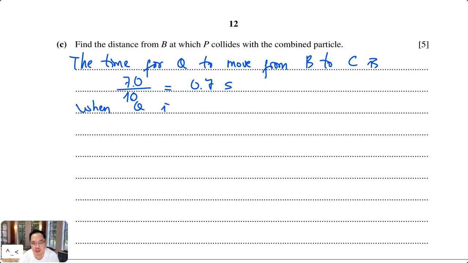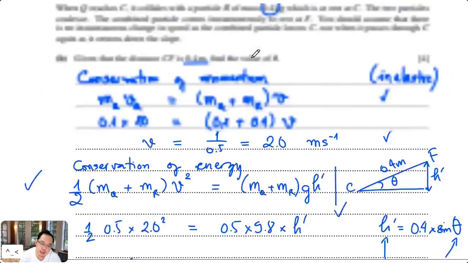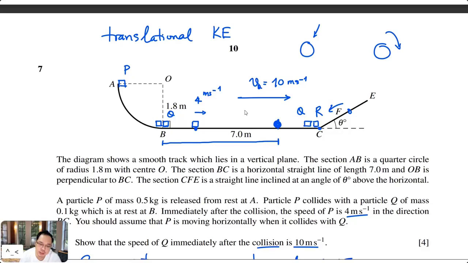When Q is at C and colliding with R, the particle P has slid or moved a distance. I can call the new position M somewhere, 0.7 seconds after the start, between B and C. So this distance is the speed of P, which is 4 meters per second, multiplied with the time 0.7 seconds, and it's 2.1 meters from B. Okay, the particle P is here, 2.1 meters.